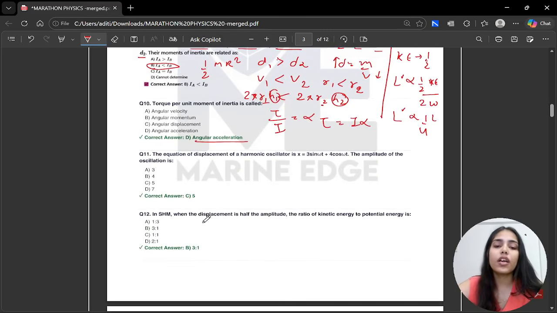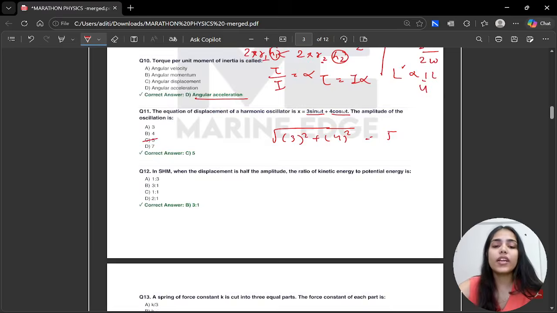Moving on. Equation of displacement of a harmonic oscillation is 3 sine omega t plus 4 cos omega t. What will be the amplitude? Just take the magnitude of these two values and square it. 3 square plus 4 square, right? And you will get your answer as 5. That is the amplitude. Now, in an SHM, when displacement is half the amplitude, the ratio of kinetic energy to potential energy is? So, what is the formula for potential energy? Half kx square. And what is the total energy of any SHM? That is 1 by 2 KA square, correct?